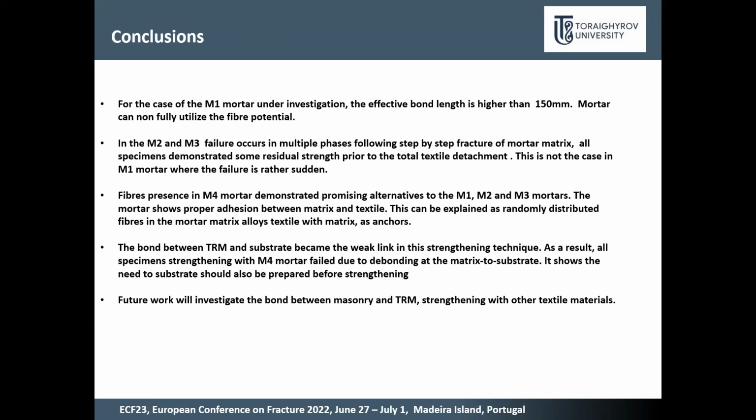Fiber presence in case of M4 mortar demonstrated a promising alternative to the M1, M2, and M3 mortars with the same bond length. The mortar shows proper adhesion between matrix and textile. This can be explained as randomly distributed fibers in the mortar matrix allow the textile to be anchored with the matrix. And the bond between TRM and substrate becomes a weak link in the strengthening technique. As a result, all specimens with M4 mortar fail due to debonding at the matrix-to-substrate interface. It shows that the substrate should also be prepared before strengthening.